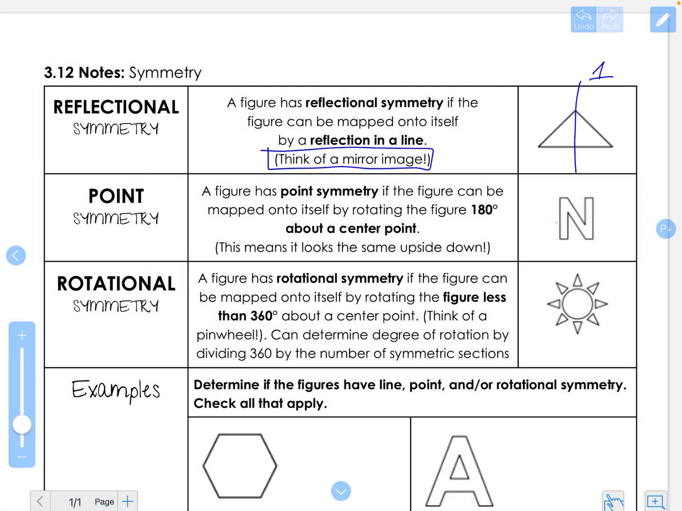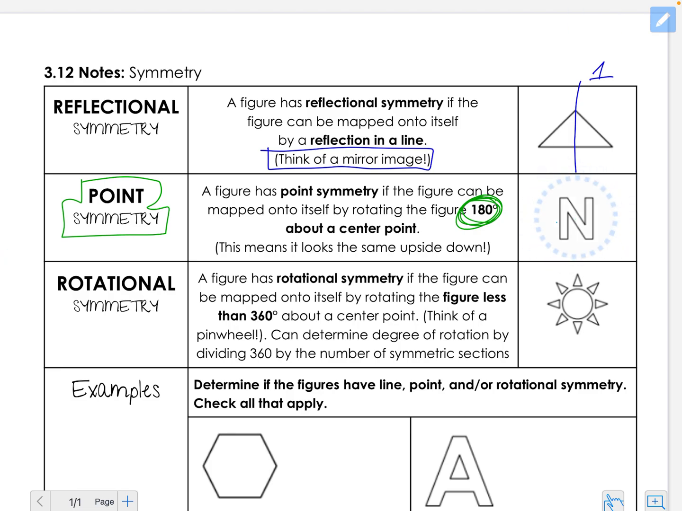So the next type of symmetry is our point symmetry. Point symmetry means it has 180-degree rotation about a center point. So that means that if we were to hold the shape and then turn it upside down, it would be the exact same shape. So when we think about it, it has 180 degrees of rotation. And so that's point symmetry.